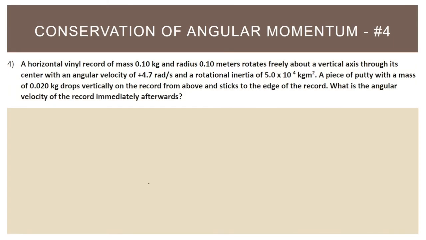Now let's step up the difficulty a little bit. This problem says a horizontal vinyl record of mass 0.10 kilograms and radius 0.10 meters rotates freely about a vertical axis through its center with an angular velocity of 4.7 radians per second and a rotational inertia of 5.0 times 10 to the negative 4 kilogram meters squared. A piece of putty with a mass of 0.020 kilograms drops vertically on the record from above and sticks to the edge of the record. What is the angular velocity of the record immediately afterwards?